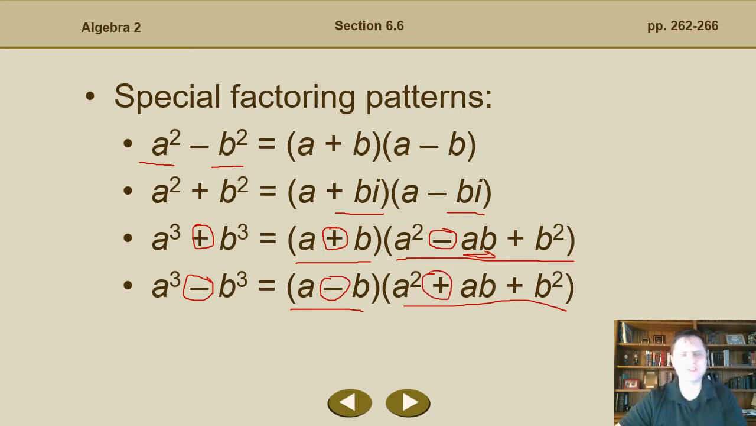So you might want to look at that and try to kind of commit that to memory, because these are a couple of useful factoring patterns that will come up from time to time.